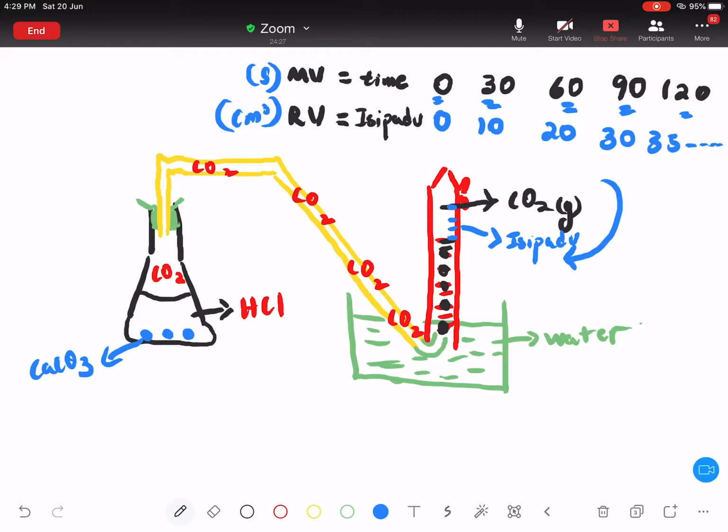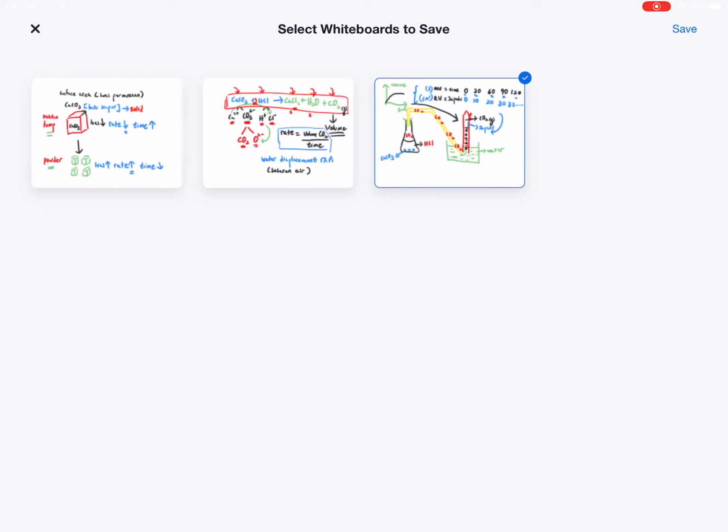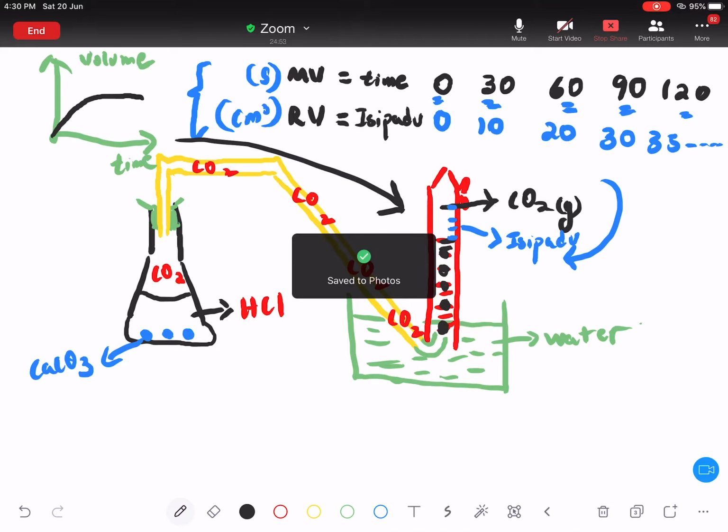So from this data, guys, you are going to plot the graph. You put time here, and here you put volume of carbon dioxide. Then you get a graph like this. This is the graph for this experiment. Do you understand, everyone?